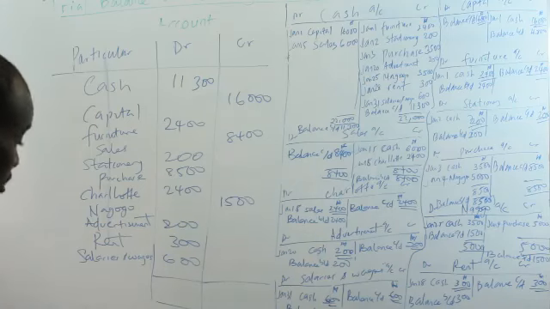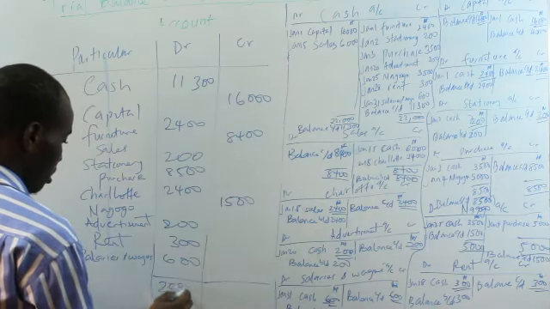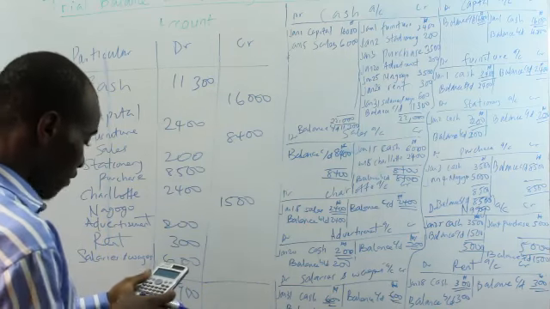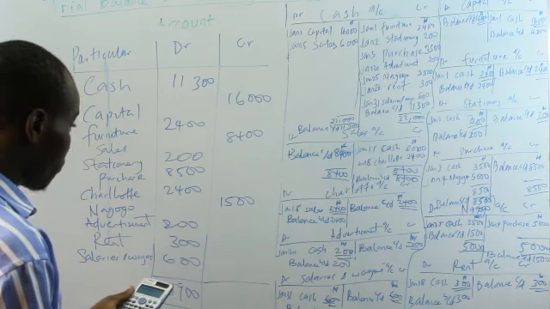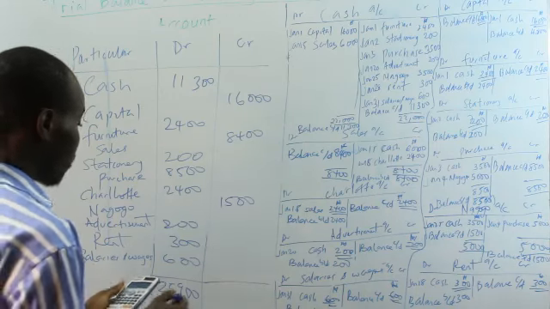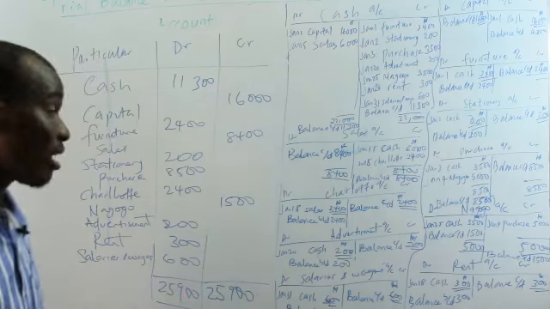So we have 11,300 plus 2,400 plus 200 plus 8,500 plus 2,400 plus 200 plus 300 plus 600. That gave us 25,900. So we have 16,000 plus 8,400 plus 1,500. So after we have 25,900.